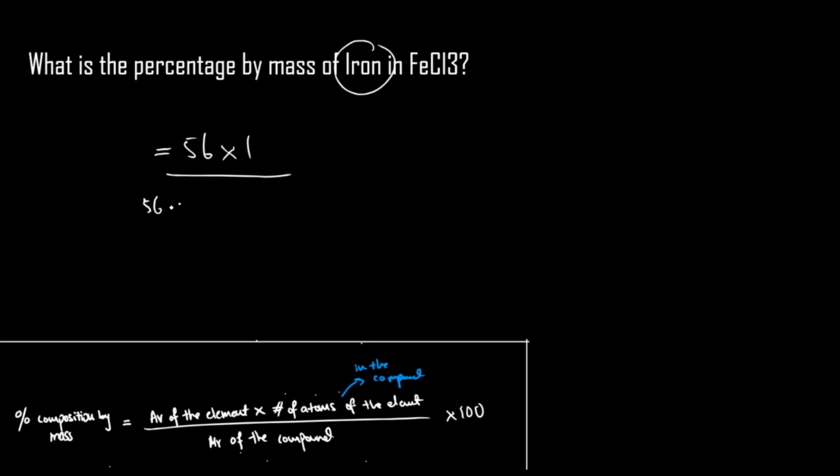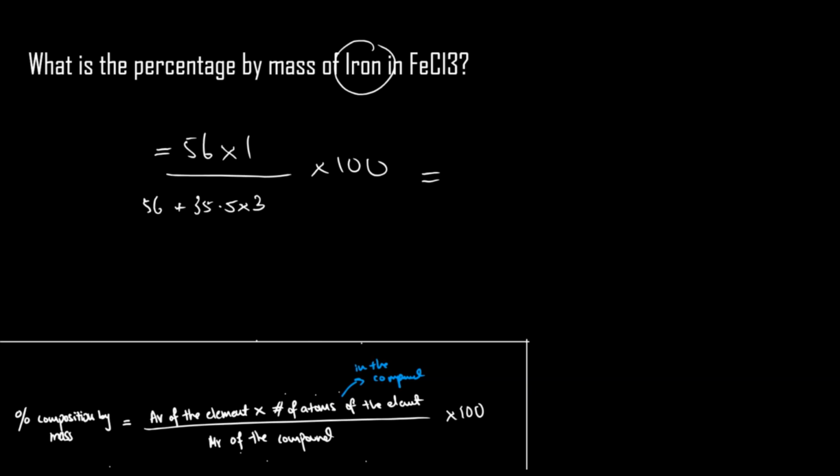Well, that would be 56 for iron, and then there are 3 Cl. One Cl, or one chlorine, has an AR of 35.5, so I'm going to multiply that by 3. And then do not forget to multiply it by 100 to make it a percentage.